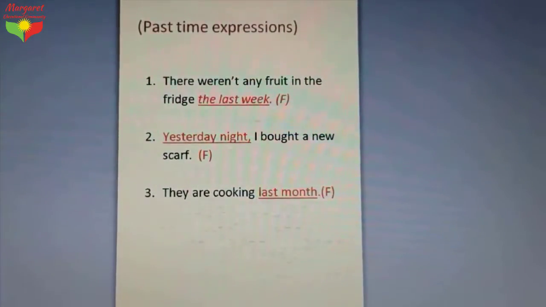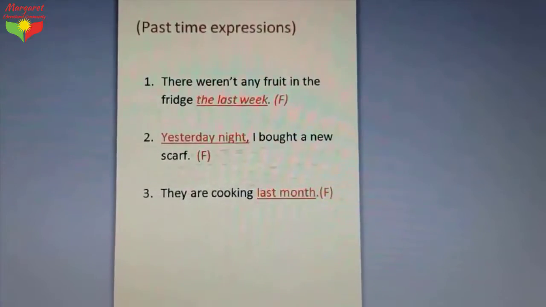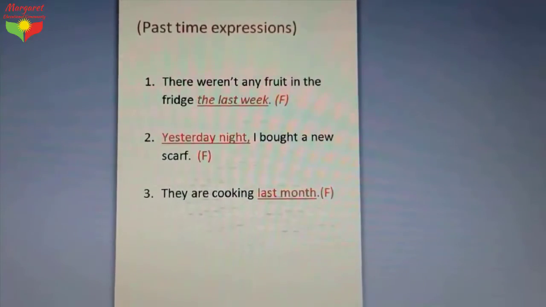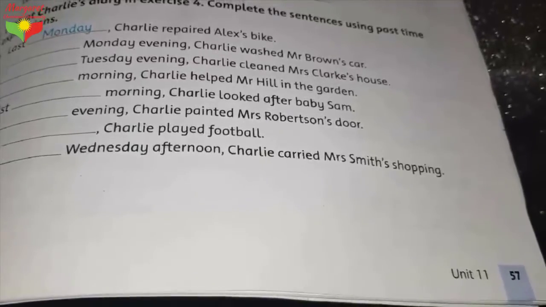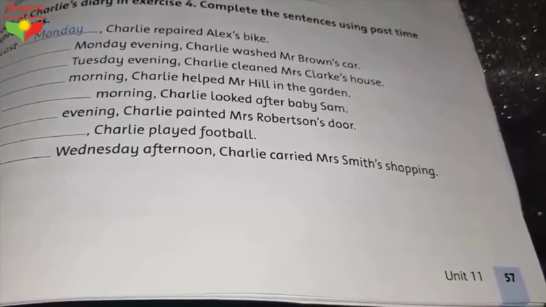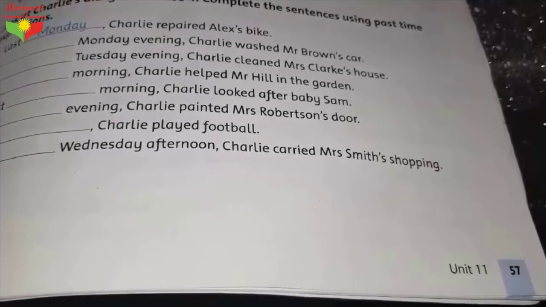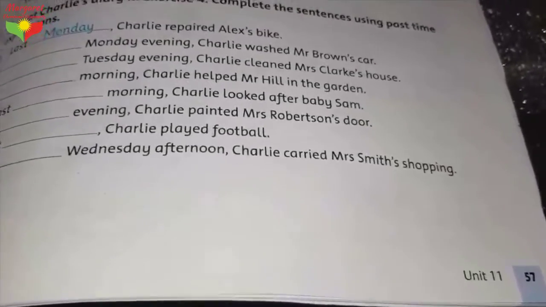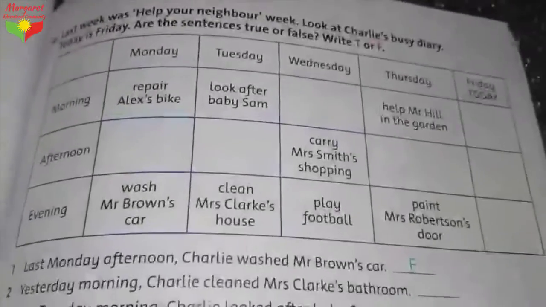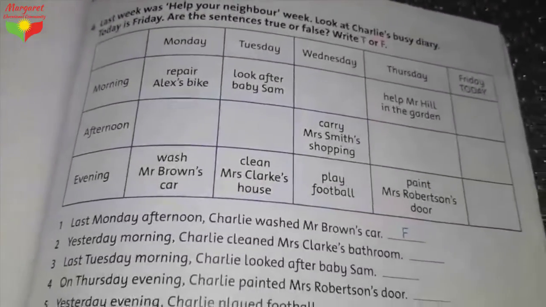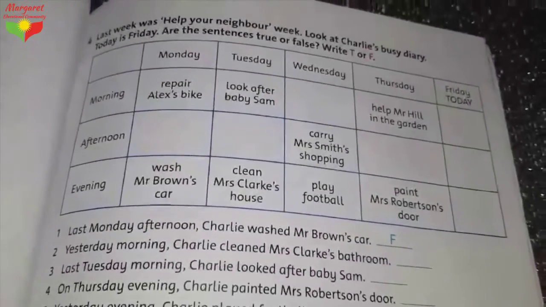So now, let us go back to the grammar book because there we have some exercises. I would like to tell you how you can do these exercises. Let's go. On the grammar book, which is page 57, okay, 57, we have these 2 exercises. You must do them. They will be your homework.